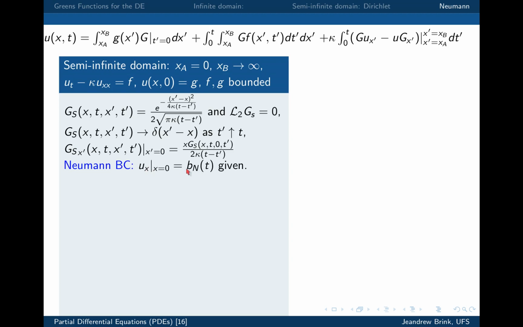So this is the one thing that's specified. We've got the derivative of u specified on the boundary, and therefore we want the derivative of the Green's function to be 0 as well. And the Green's function must be bounded as x goes to infinity, which will be guaranteed if we're building it up out of the symmetric Green's functions.